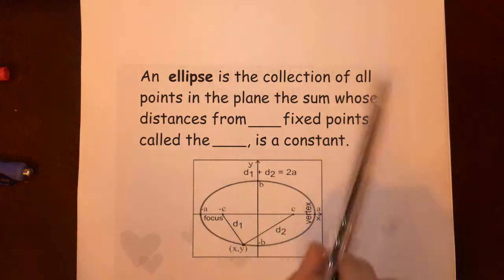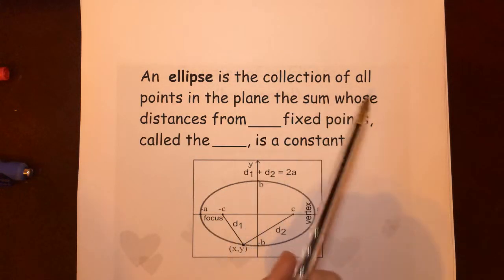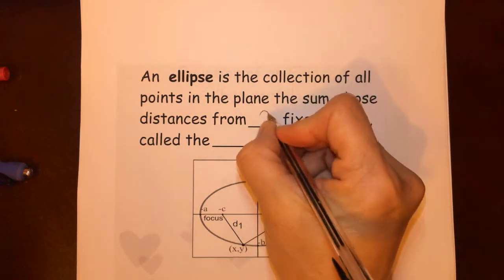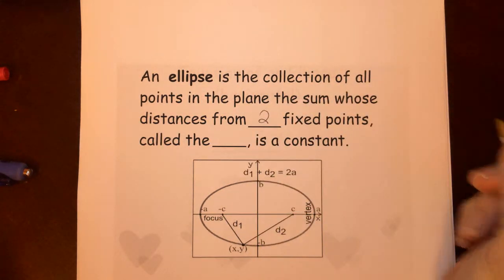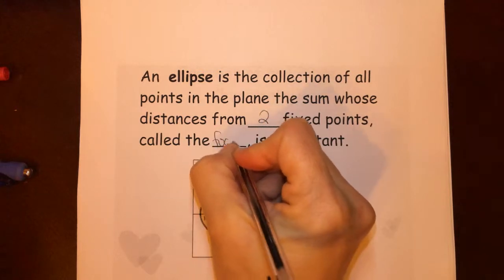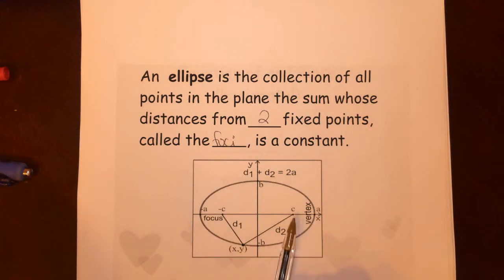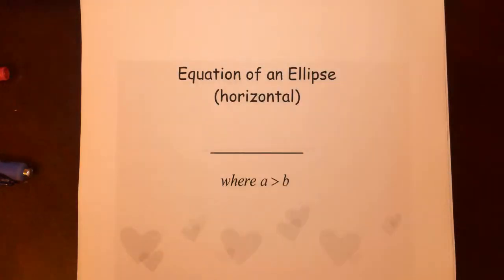The official definition of an ellipse is a collection of all points in the plane with a sum whose distance from two fixed points is called the foci. So when we have the parabola, we just had one fixed point. When we have the ellipse, you'll notice that we have two. We're going to have two types of ellipses. We're going to have a horizontal ellipse and we're going to have a vertical ellipse.